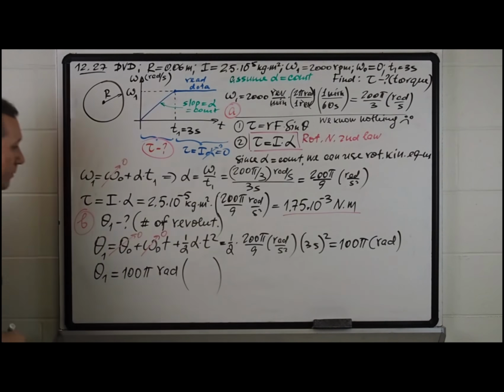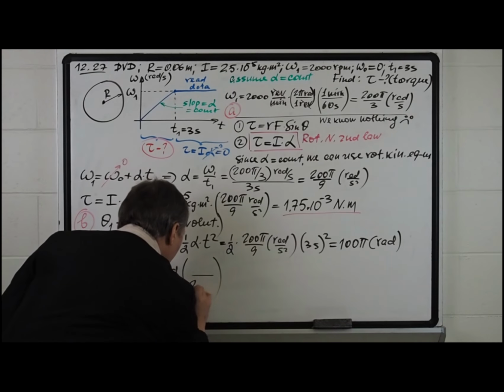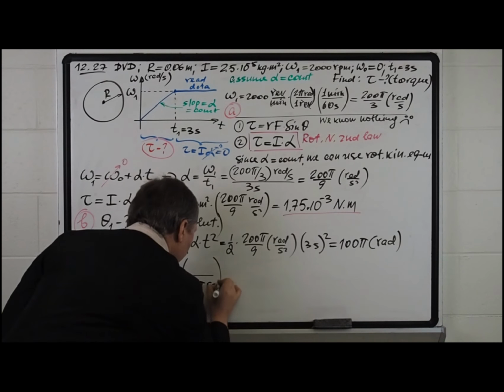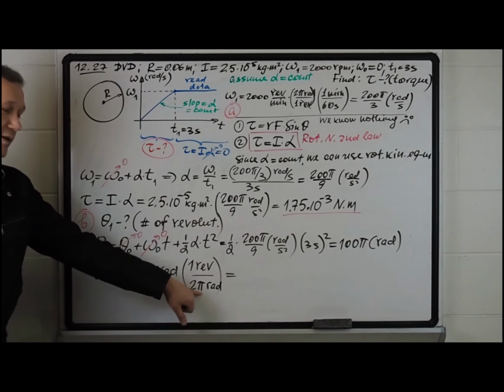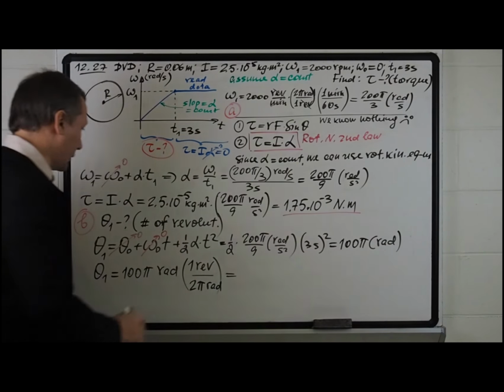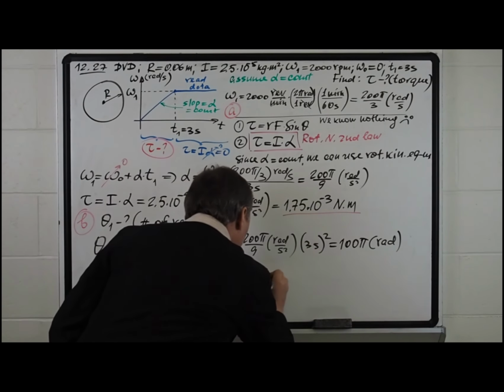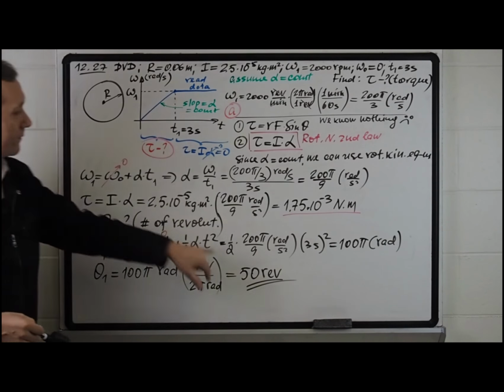And now I need to multiply by the ratio, which is 1. And since I want to get rid of radians, radians must be downstairs. So we'll use 2 pi radians, that's 1 revolution. 100 pi divided by 2 pi, that's why I was dragging pi throughout the whole solution. So we will get, of course, just 50 revolutions. So that's the answer for part B, number of revolutions over this stretch of time, 50.